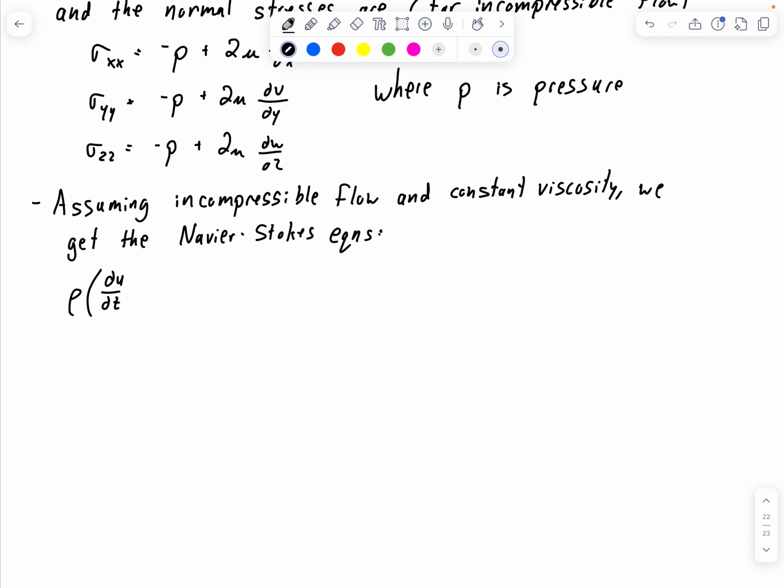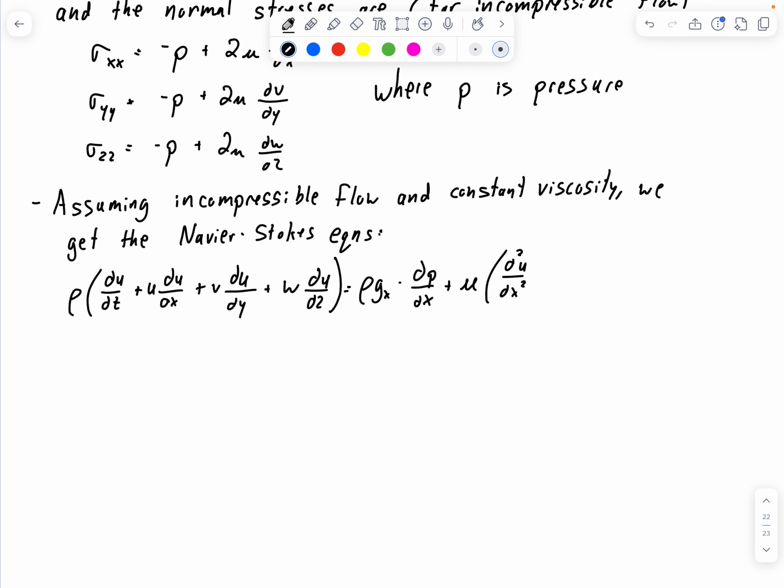So rho times del u by del t plus u del u by del x plus v del u by del y plus w del u by del z is equal to rho gx minus del p by del x, so that's the gradient of the pressure, plus, and here we have our viscosity mu times del squared u by del x squared plus del squared u by del y squared plus del squared u by del z squared. So that's the x component.